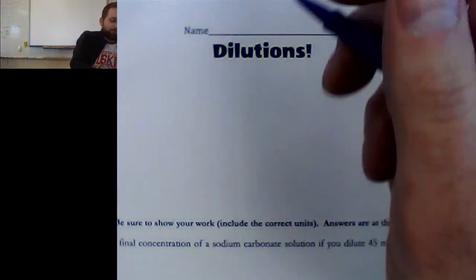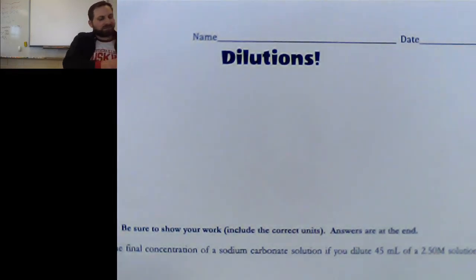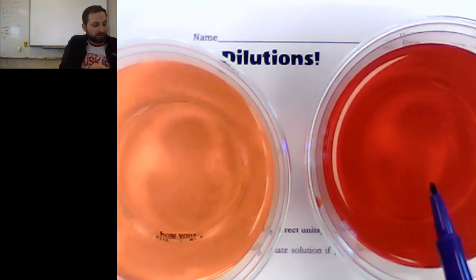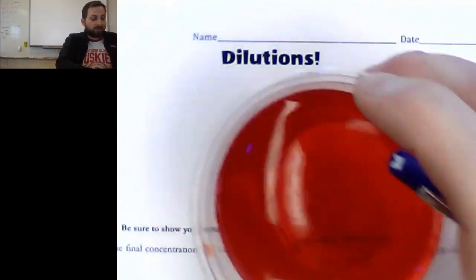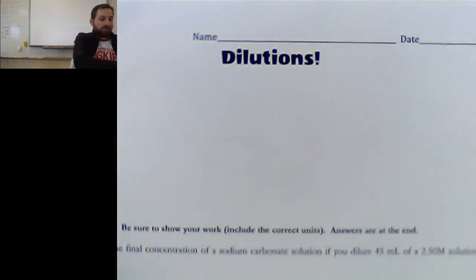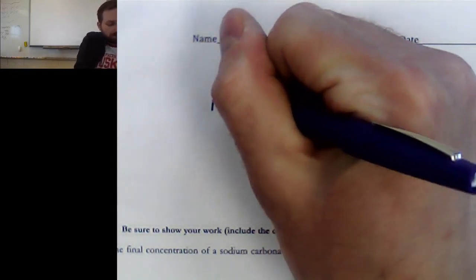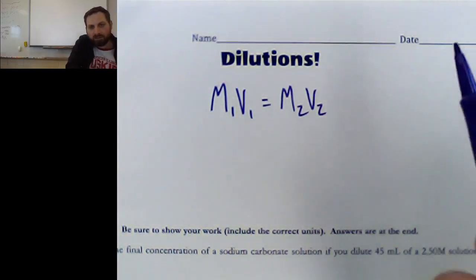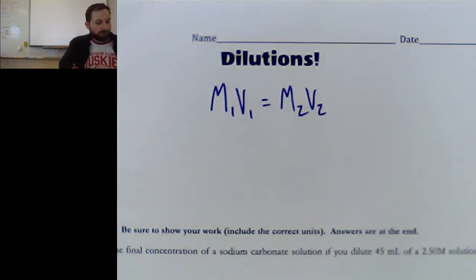All right, guys. So today we're going to learn about dilutions. Dilutions are things that can make this red cherry Kool-Aid turn into this pink cherry Kool-Aid. They're both cherry Kool-Aids. This is concentrated. This is dilute. There's a fancy equation that we're going to use to do a dilution. It's M1V1 equals M2V2. When we do these videos, make sure that when I am writing, you are writing. So you should all have this written on your paper.